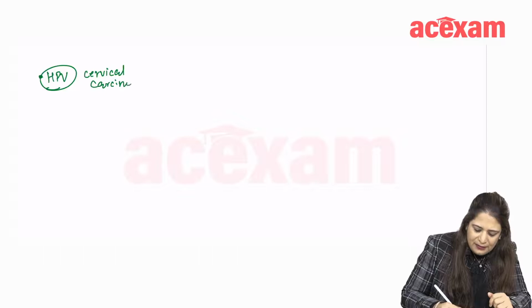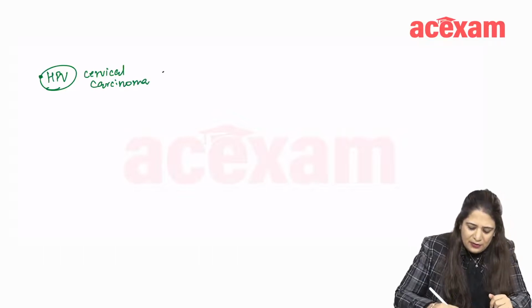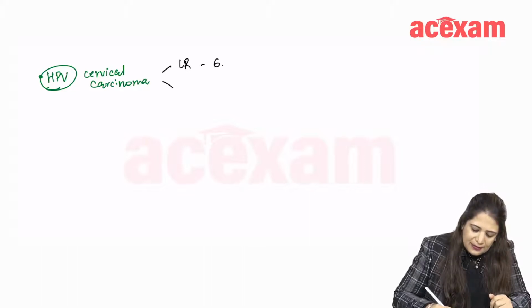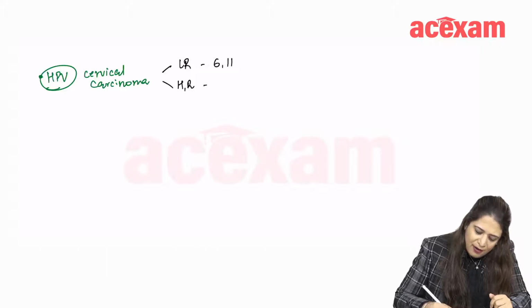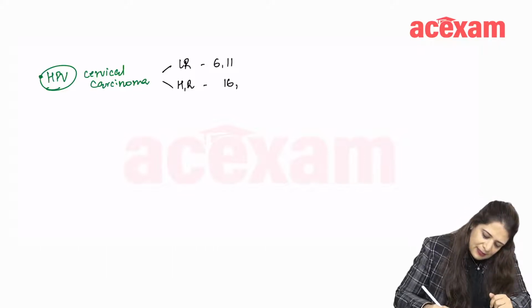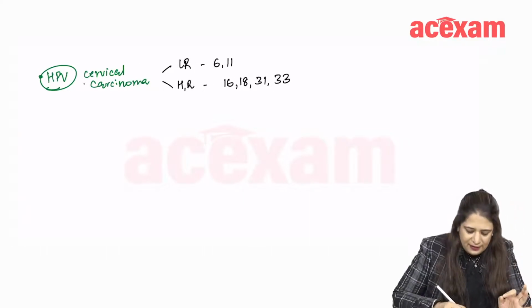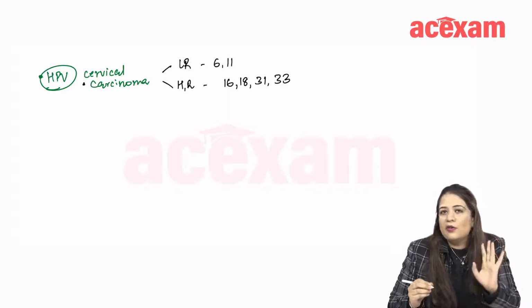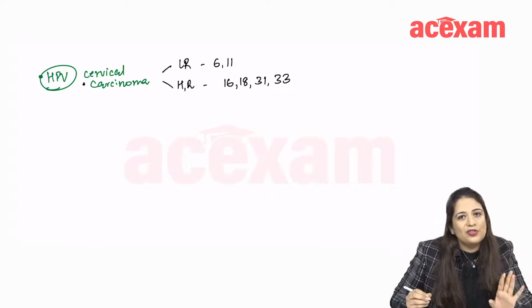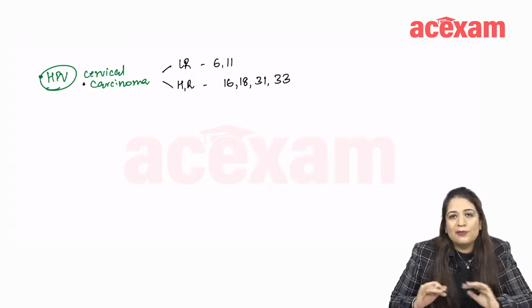And this HPV can be low risk and it can be high risk. So the low risk HPVs are 6 and 11, and the high risk HPVs are 16, 18, 31, 33. So these are associated with cervical carcinomas. This every one of you knows already, I'm 100% sure. But the examiners have also become smarter now.